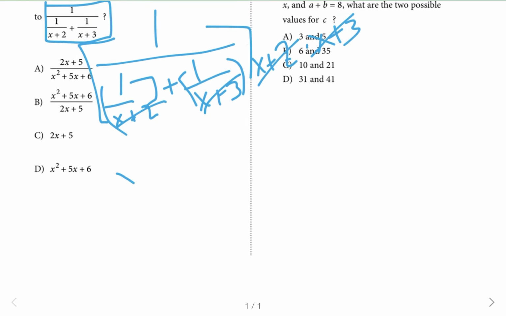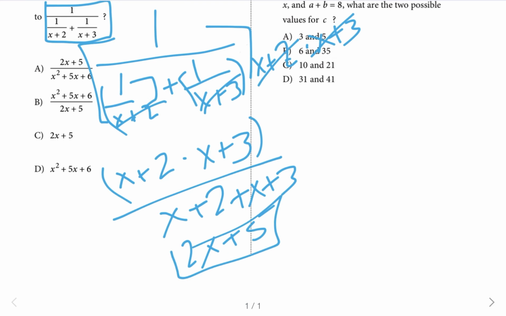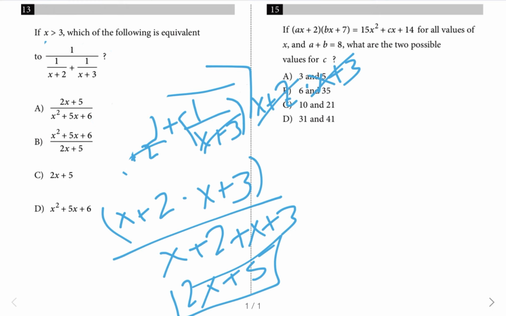So we have x plus 2 times x plus 3. We divide everything by x plus 2 plus x plus 3. Now all we have to do is, we don't even have to resolve the top part. When we resolve the bottom part, we get 2x plus 5. Since we know that 2x plus 5 has to be in the denominator, we can go through the answers now. Let me just erase this so it becomes more clear.